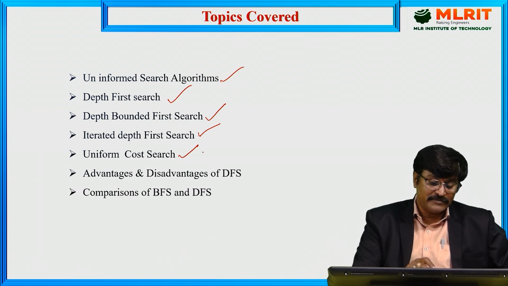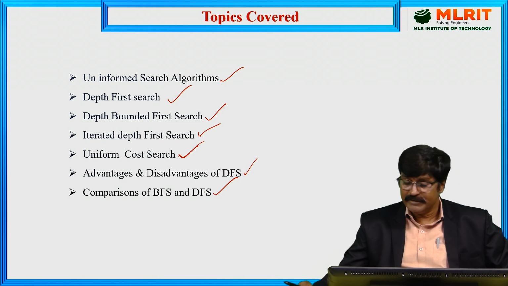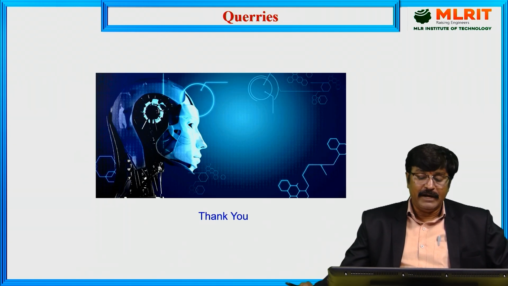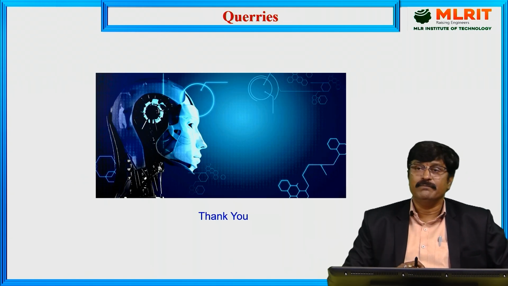It is a cost based algorithm, only cost it is finding, which I have also discussed. The advantages and disadvantages of the depth first search variants I also discussed in this video, and the comparison of breadth first search and depth first search. These are the things I have covered in today's topic.